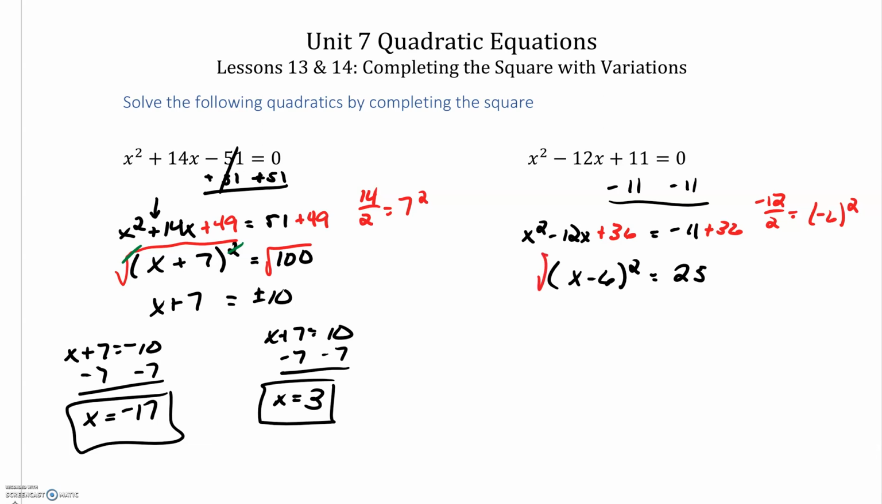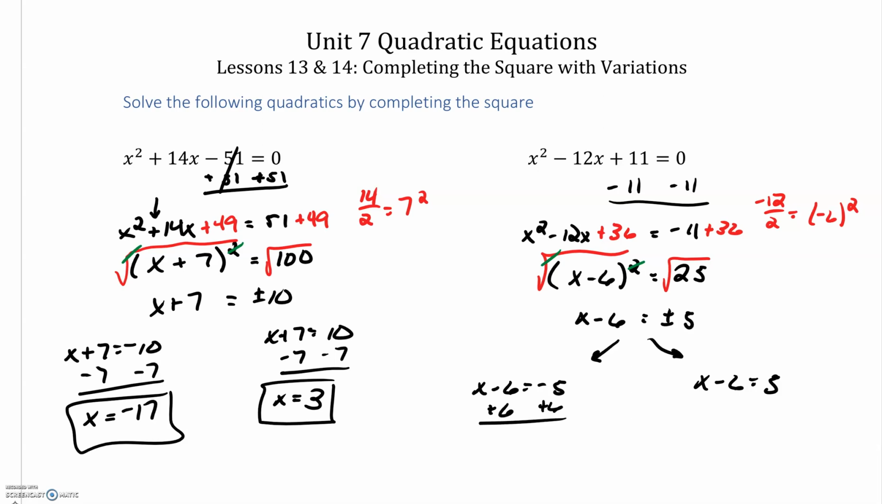Now I take the square root of both sides because this square root cancels the squared. I'm left with x minus 6 is equal to both positive and negative 5. Here's where I break it up. I have x minus 6 is equal to negative 5, and I have x minus 6 is equal to positive 5. I solve both of these by adding 6 to both sides. x is equal to negative 5 plus 6, which is 1. My first answer. Add 6 to both sides. 5 plus 6 is 11.